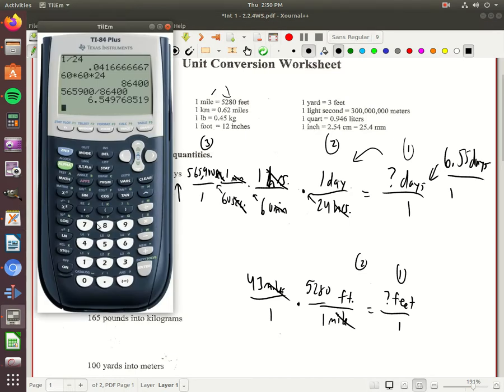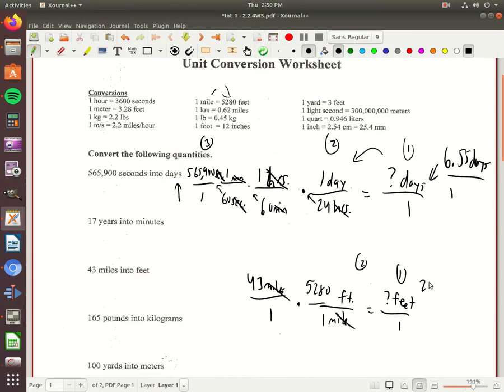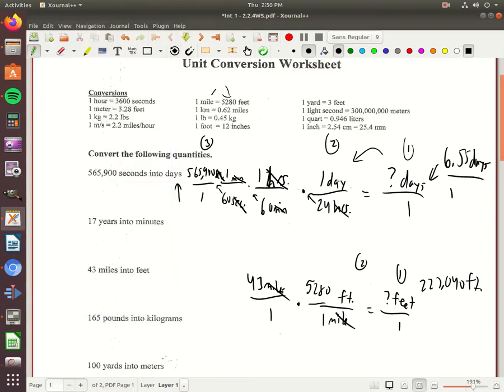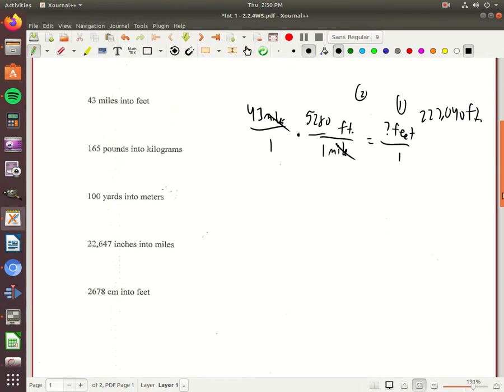So I'll grab my calculator, and it's going to be 43 times 5,280 feet. And I'm going to get 227,040, I think it was, feet. That's how many feet 43 miles is. To do that conversion. All right, let's do one more of these things.